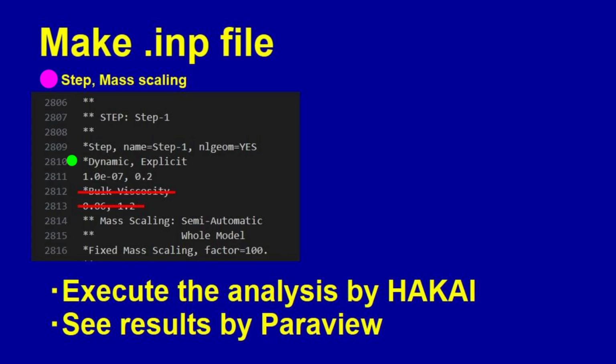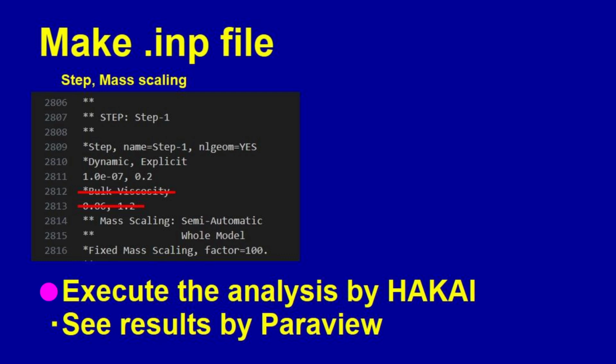Finally, set the step for dynamic explicit. Write the fixed time step and end time of analysis. And set the fixed mass scaling. Okay, that's all for the inp file description.